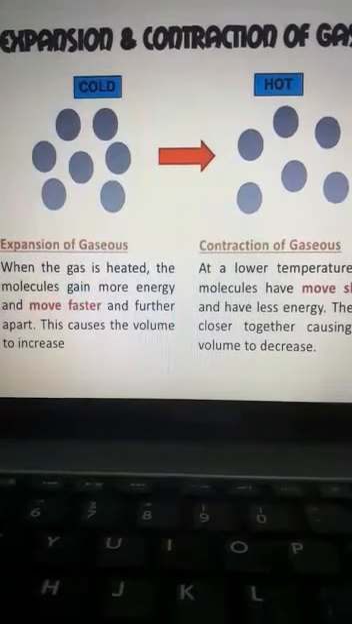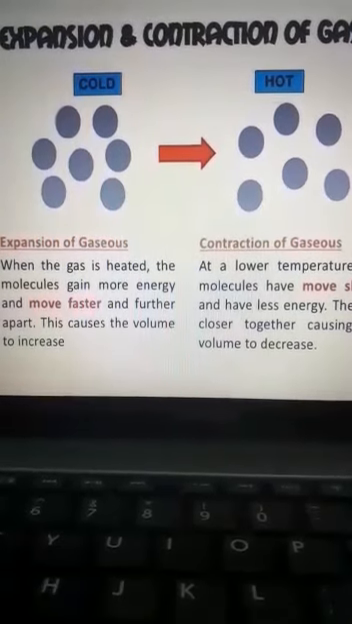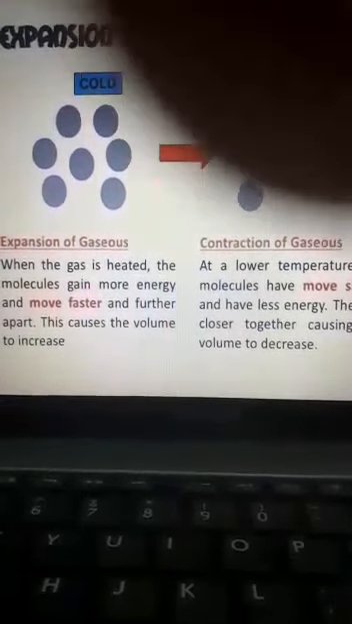That is all about thermal expansion in solids, liquids and gases. Hope you understand. Thank you.